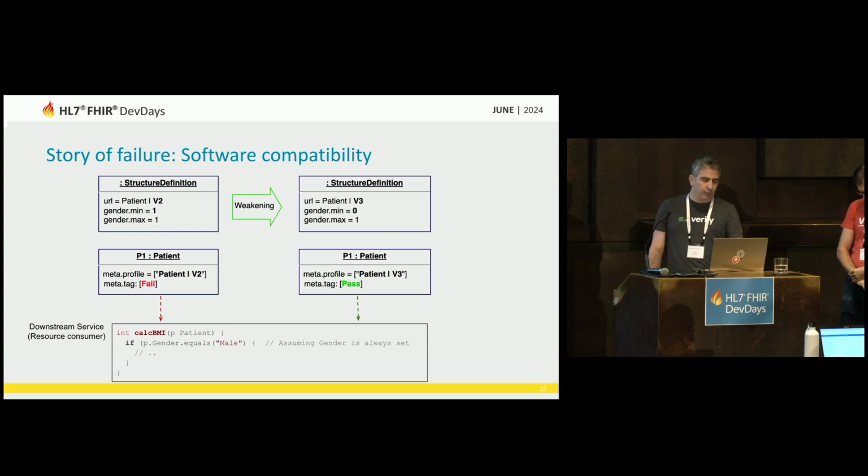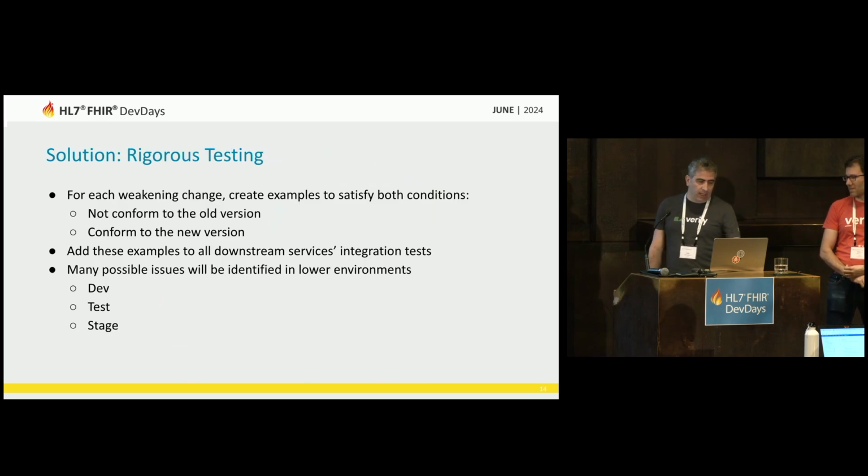For V2, the current version, the patient is failing because it doesn't have a gender field. The patient is not passed, everything is good. But as soon as we go from V2 to V3 and make the gender field optional, there is no gender field, and this if statement fails. We need to fix that before our system crashes production. What's our solution for this?